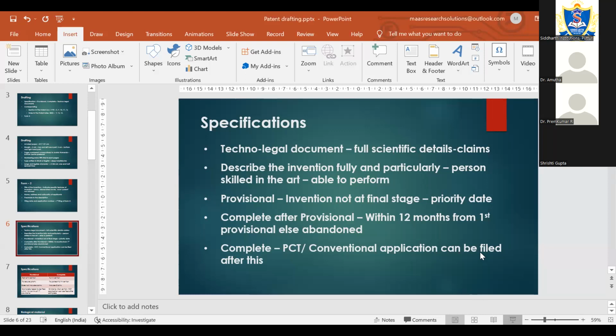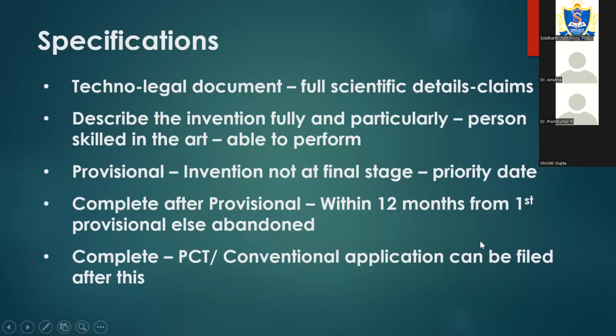So we have seen form 2. That is the first document we need to submit while submitting the specification. So the first thing is form 2. After that, we are going with the specifications, our complete specifications or provisional specifications.